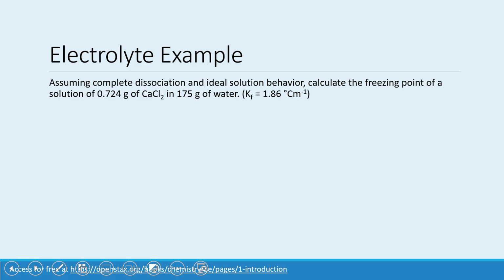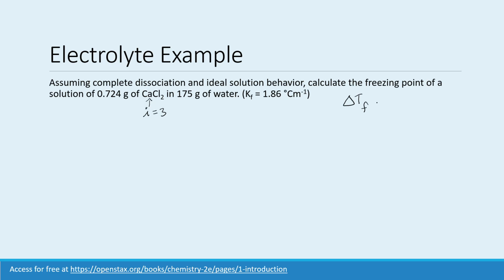Okay, so last example. Assuming complete dissociation and ideal solution behavior, and what that means is that we are not going to use a Van't Hoff factor from a table, we're just going to add up those ions. Calculate the freezing point of a solution of 0.724 grams of calcium chloride in 175 grams of water. Okay, so we already found that the i value for calcium chloride was equal to 3. We had 1 from the calcium ion plus 2 from the chloride ions.